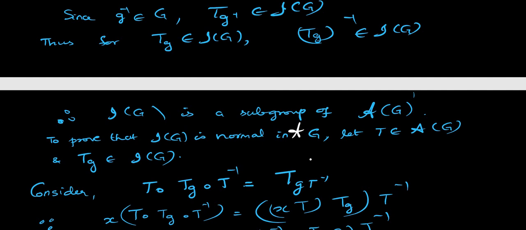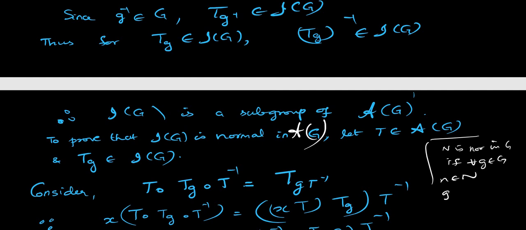Now to prove that script I(G) is normal in script A(G), we shall consider an element, say T in script A(G), and Tg in script I(G). Our job is to show this, and we know the definition of a normal subgroup. N is normal in G if for every g in G and n in N, g n g inverse belongs to N. This is the condition. So here in the place of G you have script A(G), and in the place of N you have script I(G).